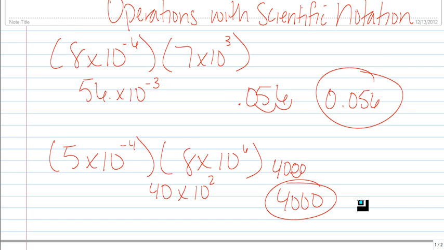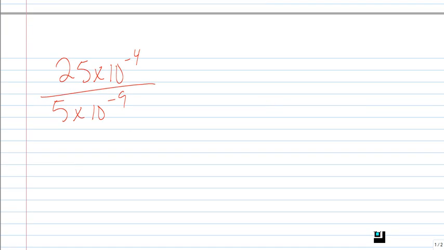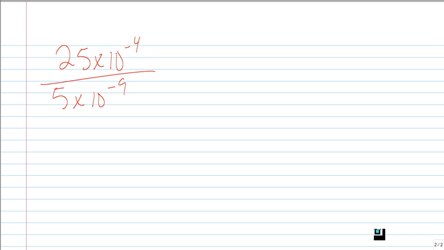But what about if you're dividing? How do you do that too? Well, let's do that one. It works the exact same way. First, let's divide your numbers. 25 divided by 5 is 5. So now I have 5 times 10 to the.